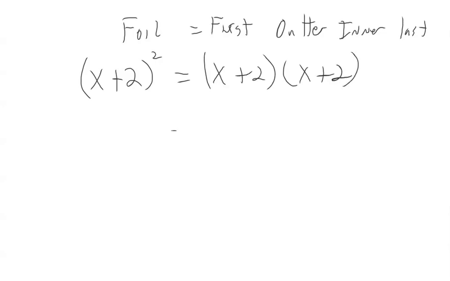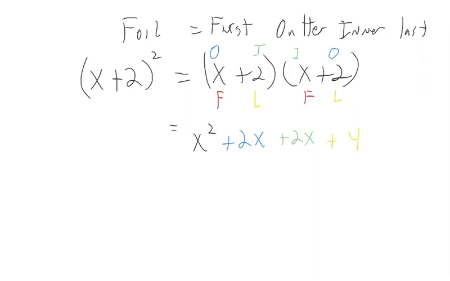And now if I have FOIL, first is the 2 first things. So x times x is x squared. Outer is the 2 outer terms. So x times 2 is a 2x. And then our inner are the 2 inner terms. So again, 2 times x is 2x. And then our last, which is yellow, is kind of hard to see, but there's our last. We multiply the last things. 2 times 2 is 4.